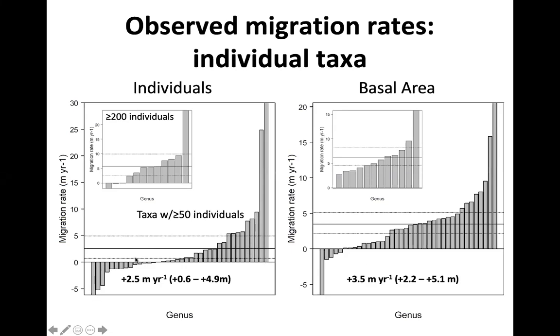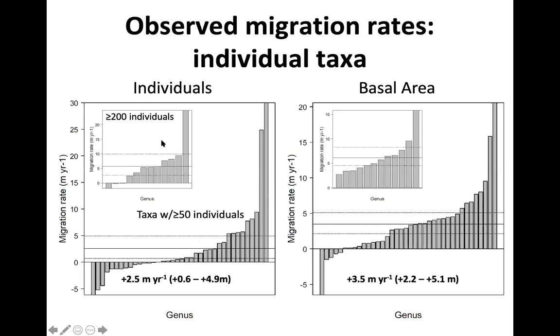There are things that are having no response or even a negative one. They're shifting downslope. And so we get this mean change that's between 2 and 3 meters a year, depending on whether you look at just individuals per se or whether you weight the individuals by the basal area.